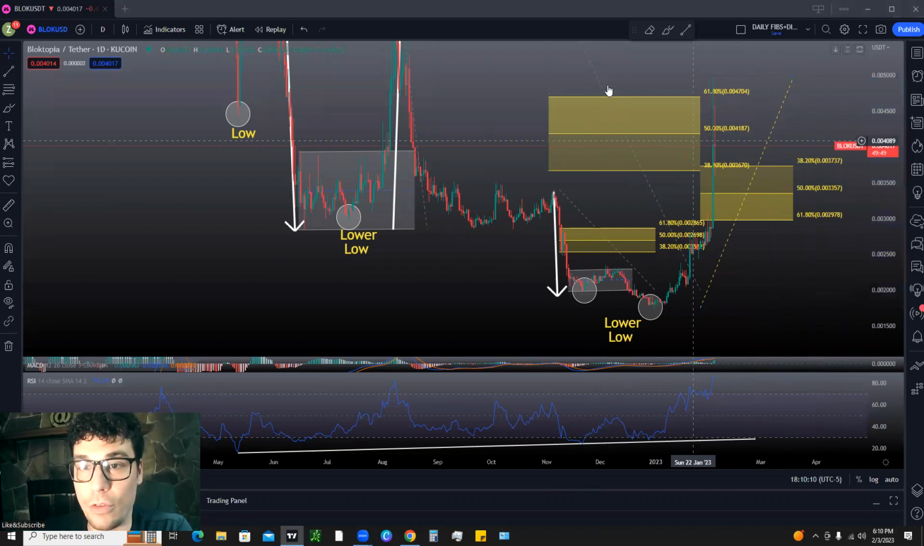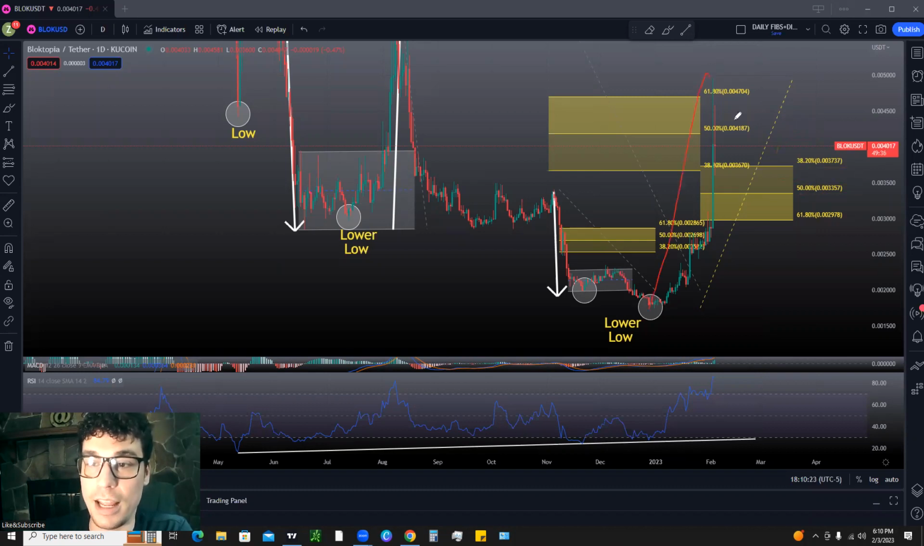And what we're going to have for our major support levels that we need to hold is going to be 0.00373, 0.003357, and 0.002978, right? So we had an explosive move to the upside. If we do get some type of a pullback, all right, which most likely will end up happening, we've already started to pull back a little bit.